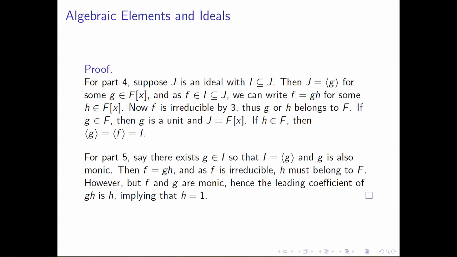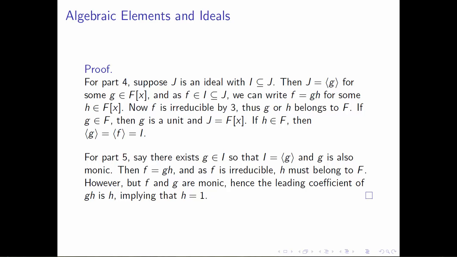And last but not least, what did we want to prove? We wanted to prove that f was unique. So what do we mean f is unique? We mean that f is the unique monic irreducible polynomial generating the ideal I. So let's suppose that there's another polynomial, g, belonging to the ideal I, that is monic and that generates I.